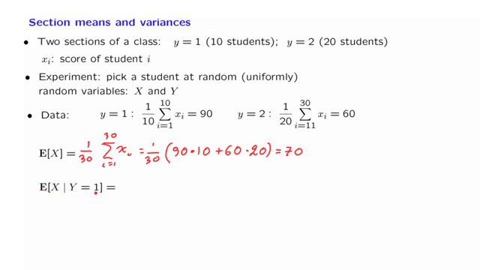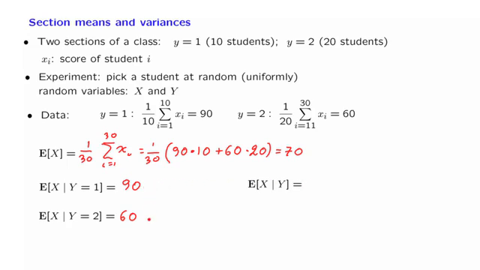If Y is equal to 1, this means that a student from section 1 was picked. And within that section, each student is equally likely to be picked, so the outcome of this random variable is equally likely to be any one of these xi's. Each xi gets picked with probability 1 over 10, and so the expected value of this random variable is 90. Similarly, for the second section, the expected value of the score of a randomly selected student, given that the student belongs in that section, is equal to 60.